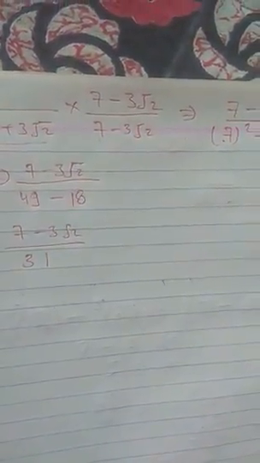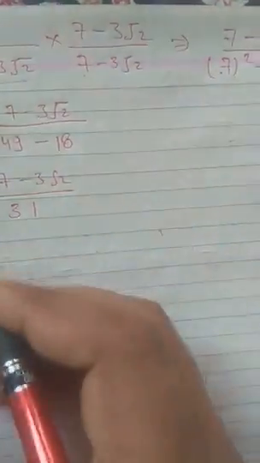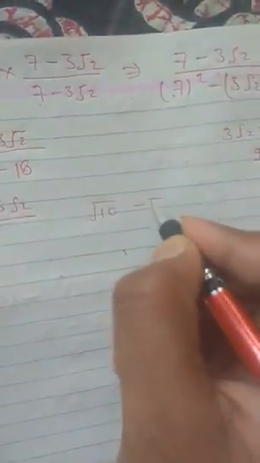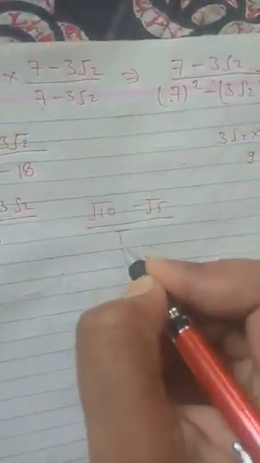Suppose you have one more type of question, like square root of 10 minus square root of 5 upon square root of 2. Now what will you think? You will think that we have to remove the square root portion. We do not wish to think about the square root of the numerator. We only need to worry about the square root of the denominator.